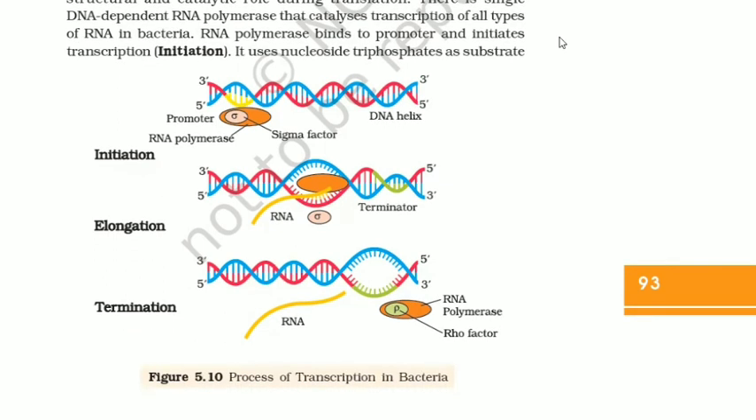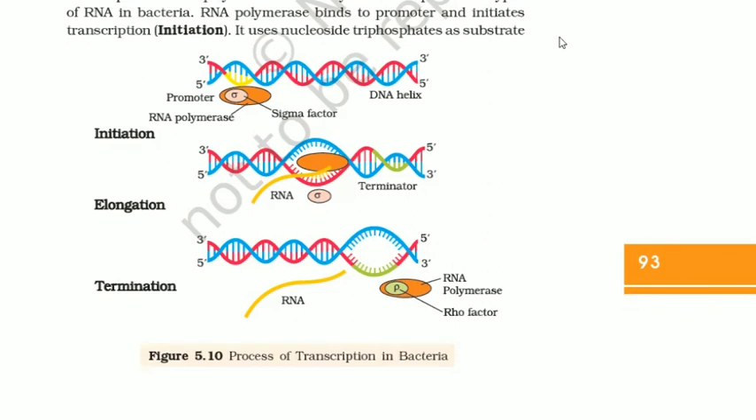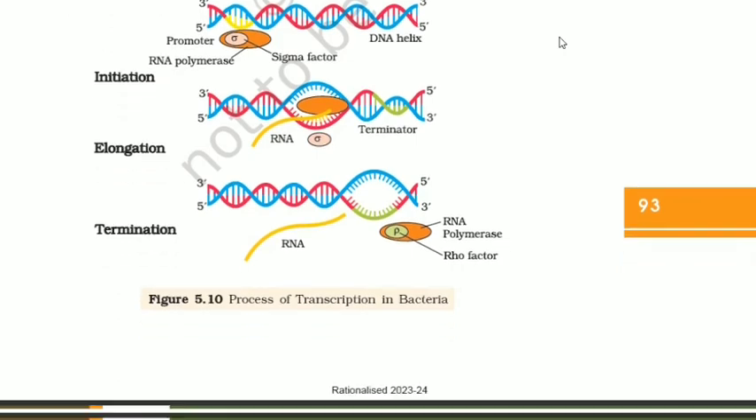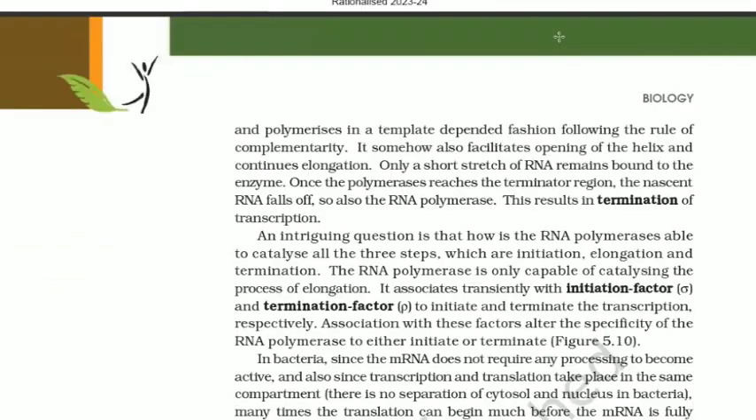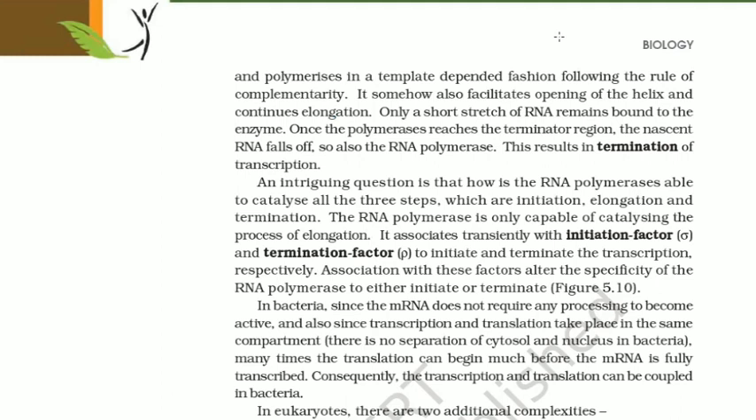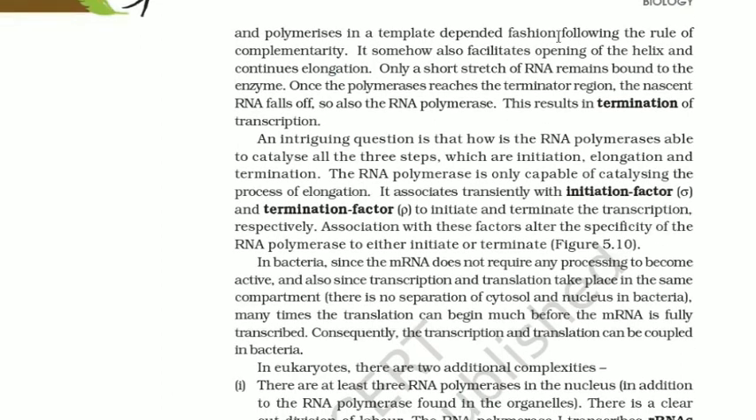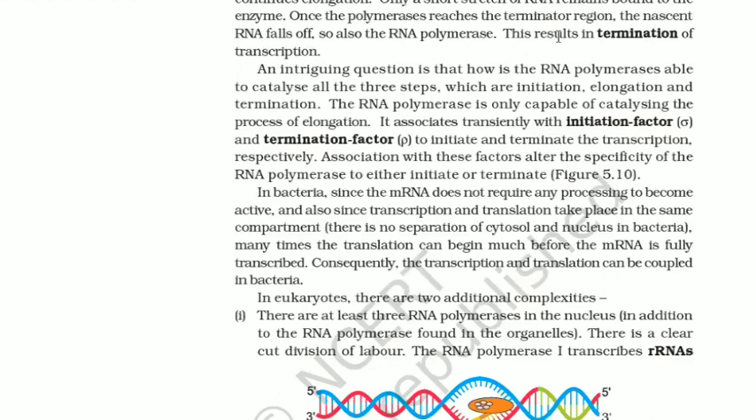RNA polymerase binds to the promoter and initiates transcription, that is, initiation. It uses nucleoside triphosphates as substrate and polymerizes in a template-dependent fashion following the rule of complementarity. It somehow also facilitates opening of the helix and continuous elongation. Only a short stretch of RNA remains bound to the enzyme. Once the polymerase reaches the terminator region, the nascent RNA falls off, and so does the RNA polymerase. This results in termination of transcription.